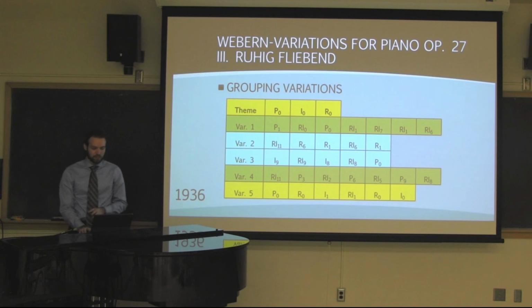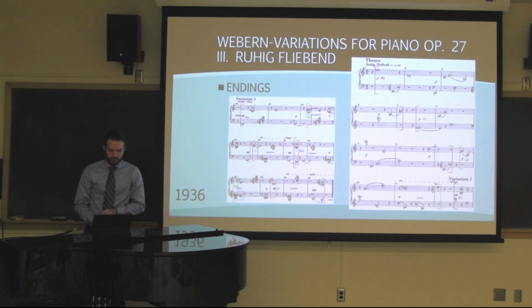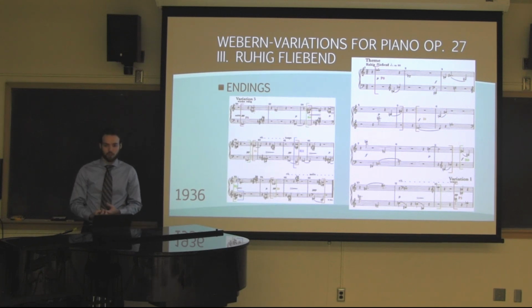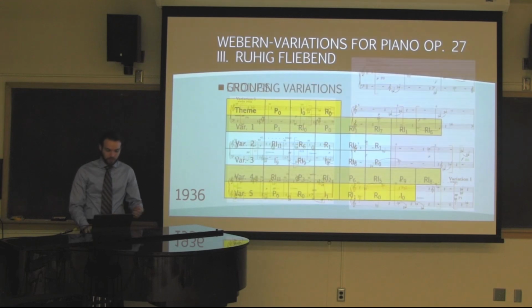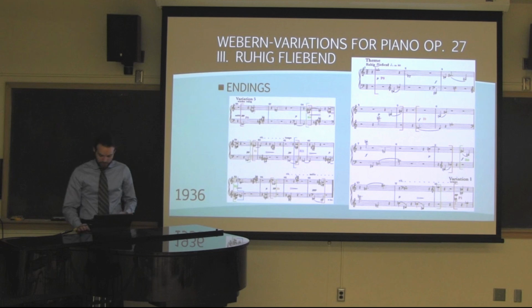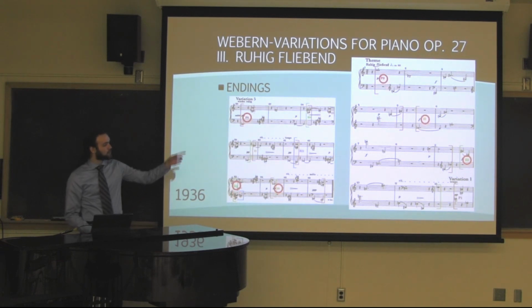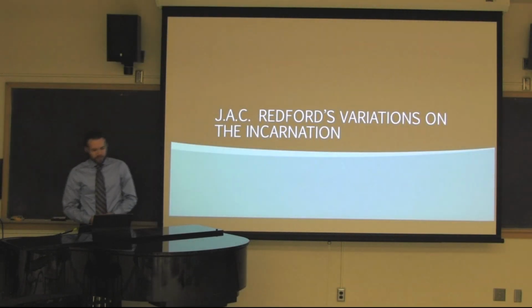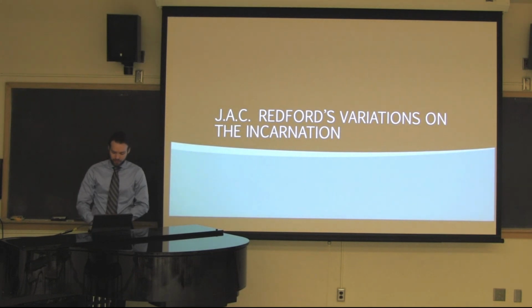More on the fifth connecting to the first. The fifth is the last variation. So similar to how Bach was referencing directly the theme, Webern is also referencing the beginning of his third movement in the theme by using the same row forms that were in the theme. So you can see that's P0, I0, and R0 that were in the theme, and he's also using those same 3 rows in his fifth variation, and that is him referencing back to the theme. So now moving on to Jack Redford's variations on the Incarnation.